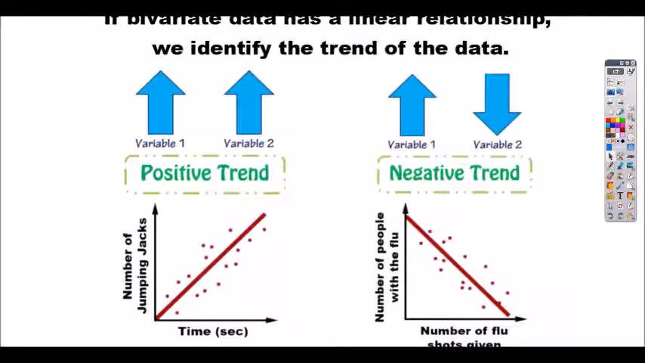If bivariate data has a linear relationship, we identify the trend of the data. So let's look at these two graphs here. You'll notice that one has a positive trend because the line is going up, and the second one has a negative trend because the line is going down. These are both examples of linear relationships because the dots are moving in a linear pattern.